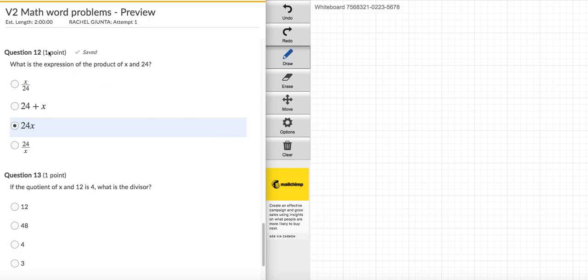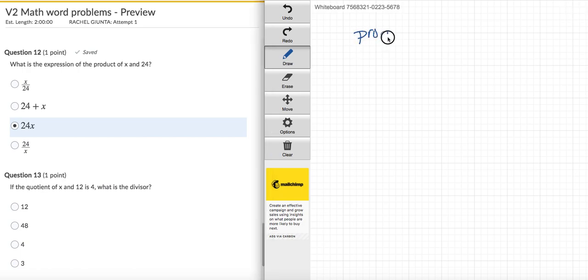I'm going to do questions 12 and 13 together. They're the last two, and they're not so much word problems as they are like math definition kind of problems. So for 12, what's the expression of the product of x and 24?